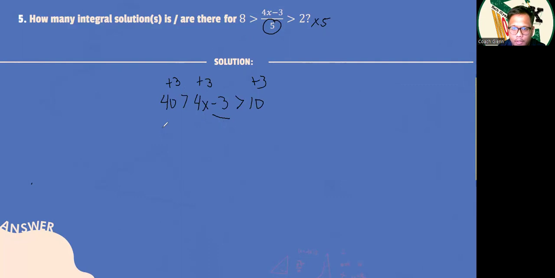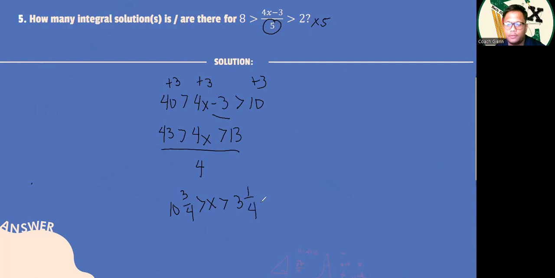So 40 plus 3, that's 43. 4x minus 3 plus 3, that's just 4x. And then 10 plus 3, that's 13. So after that, we just need to divide by 4. So 43 divided by 4 is equal to 10 and 3/4. And then 13 divided by 4 is equal to 3 and 1/4.